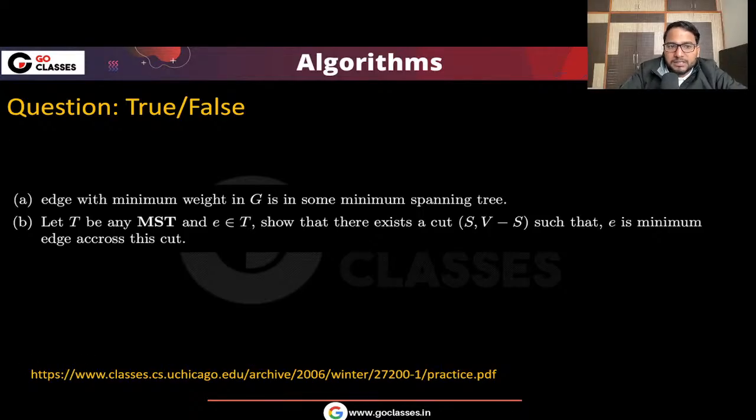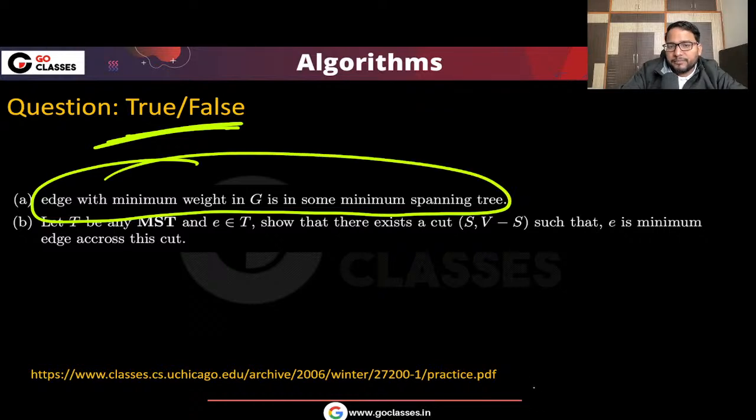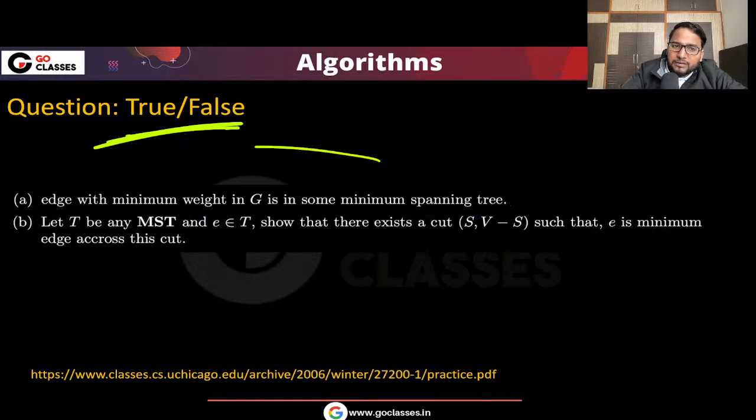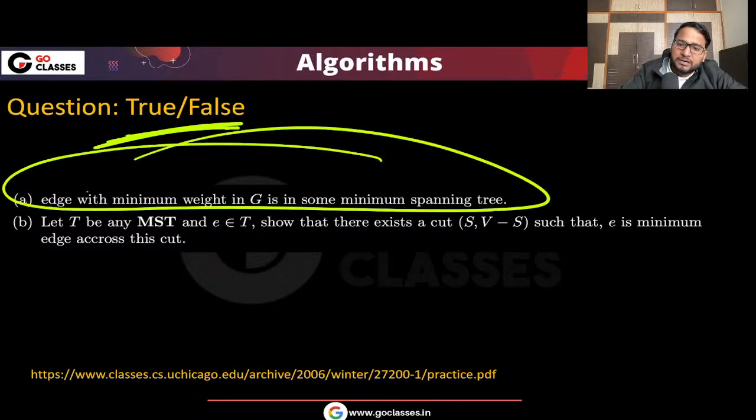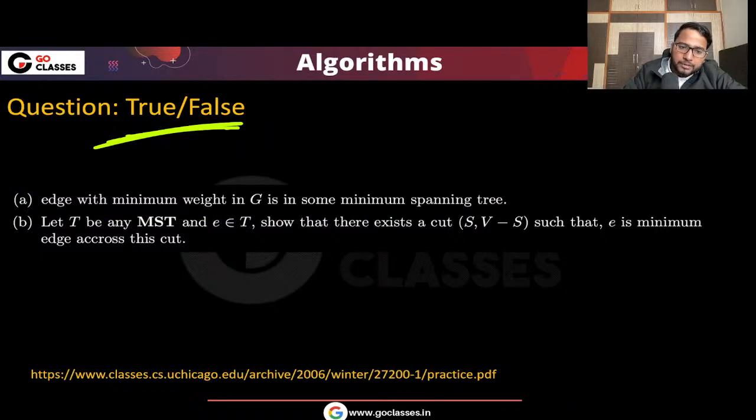Now let's see this. True or false? Edge with minimum weight in G is in some minimum spanning tree. What do you think? If this is a minimum weight, then it will be at least in some minimum spanning tree. Don't worry about whether the edge weights are distinct or not. Yes, this is true because you can always choose this as the first edge in Kruskal's. That's why this is true.